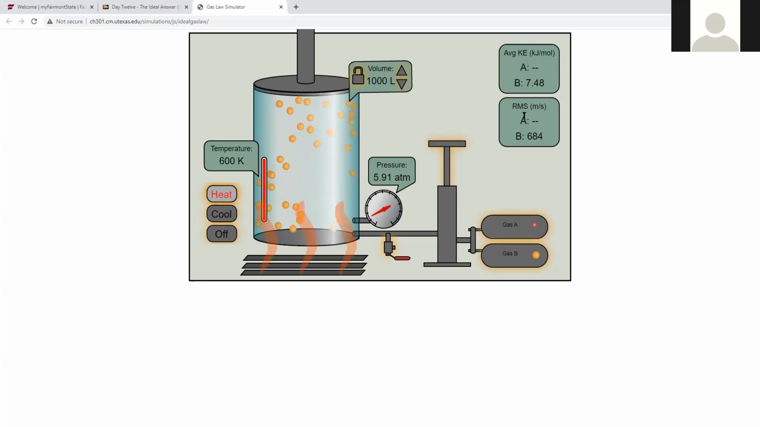And what did we say about pressure? Yeah. The faster they move, the higher the pressure. So all of that is in a direct relationship.